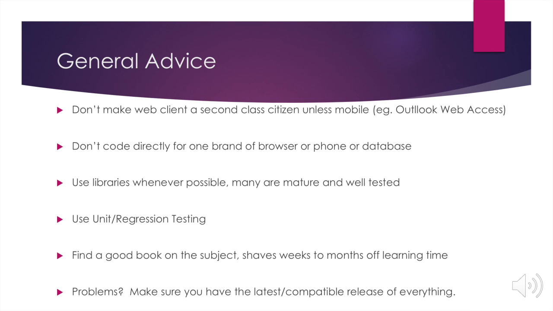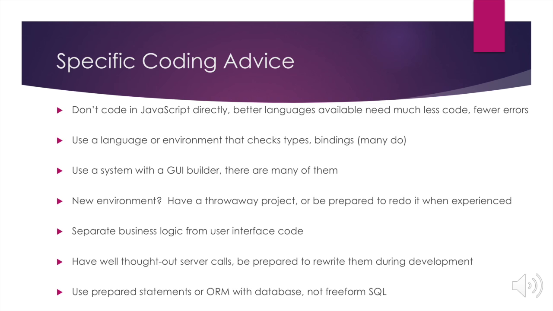Find a good book on the subject. It'll shave weeks to months off the learning time. If you have problems, make sure you have all the latest compatible releases of everything. For specific coding advice, I say don't code in JavaScript directly. Use the languages that are better and available for much less code and fewer errors. Use a language or environment that checks types and bindings. Many of them do. Use a system with a GUI builder. There are many of them.